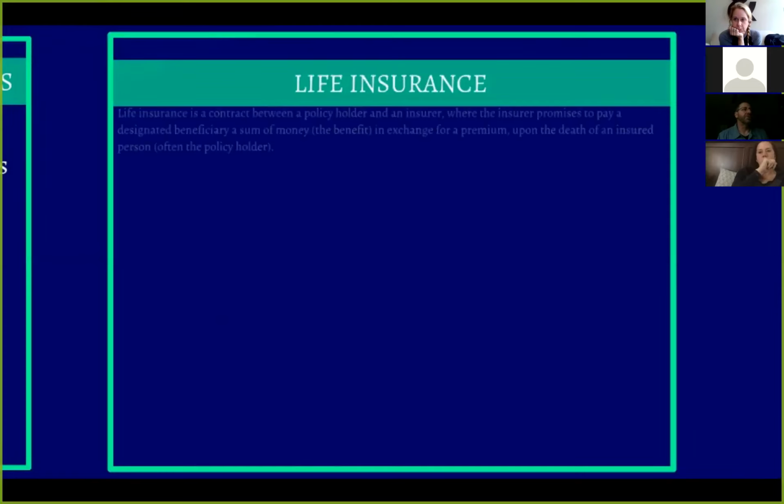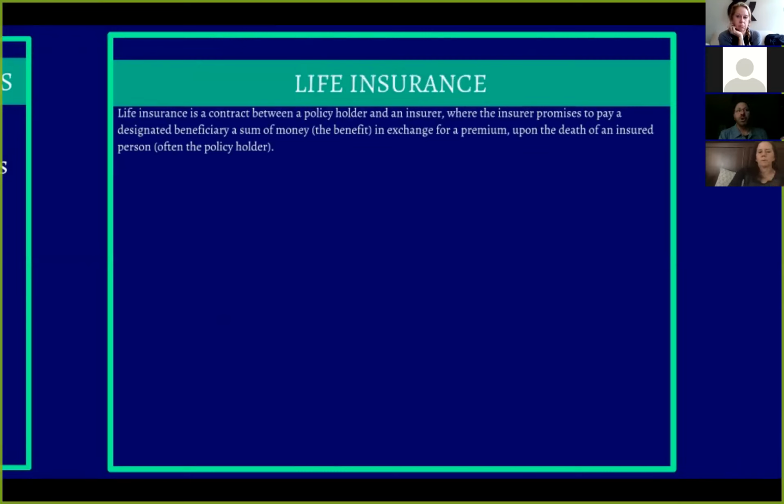Okay, the last box in the protection component is life insurance. I'm going to press through the other boxes, then we're going to come back and talk about this one because this one becomes very important. Life insurance is a contract between the policyholder and the insurer, where the insurer promises to make a designated beneficiary payment, a sum of money. A beneficiary is going to receive a large sum of money at the death of the insured. That's really all there is to it.